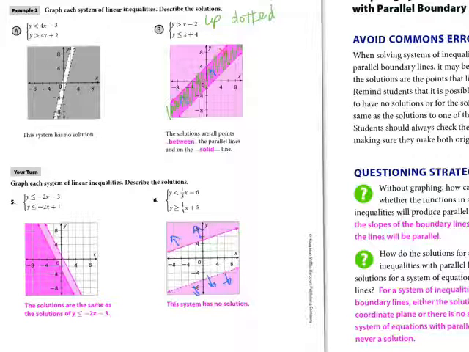And since the shading goes up here, the shading goes down here, these two arrows are never going to crash into each other. So this system actually has no solution, because the solution to an inequality is where the shadings cross into each other. And since these are never going to cross into each other, there is no solution. You will never have points that are on both shadings at the same time.